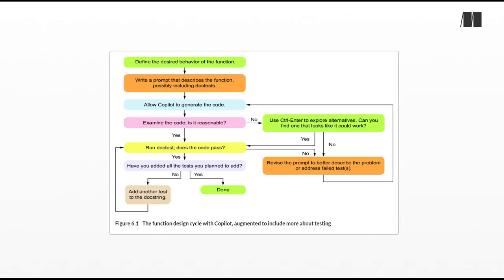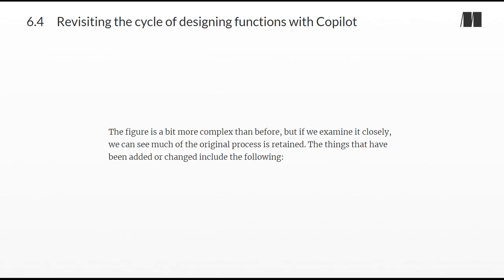Figure 6.1. The function design cycle with Copilot, augmented to include more about testing. The figure is a bit more complex than before, but if we examine it closely, we can see much of the original process is retained. The things that have been added or changed include the following.